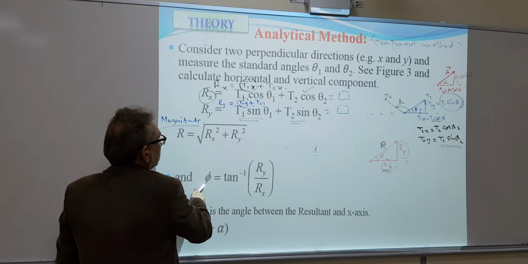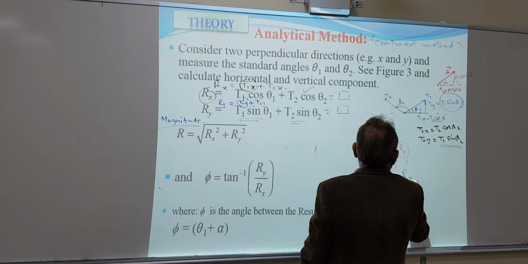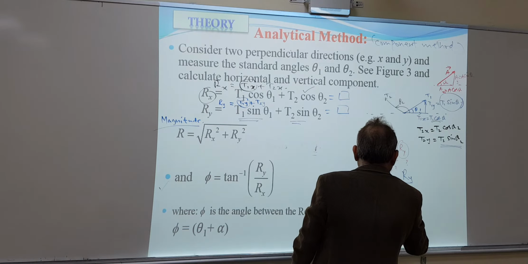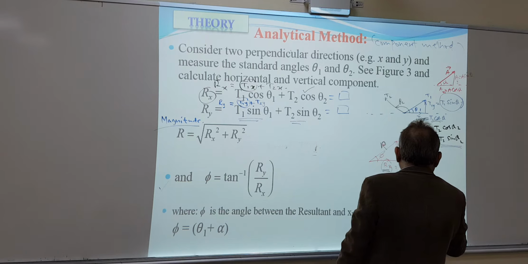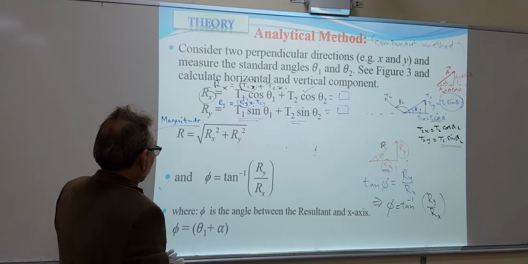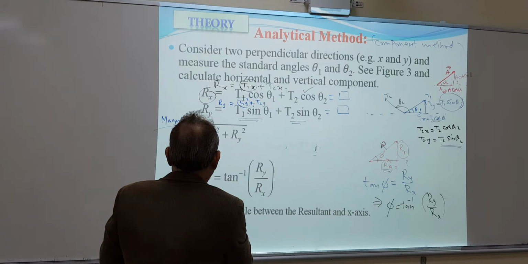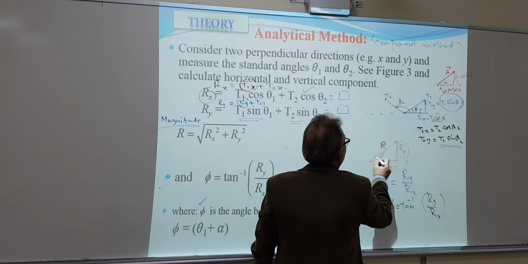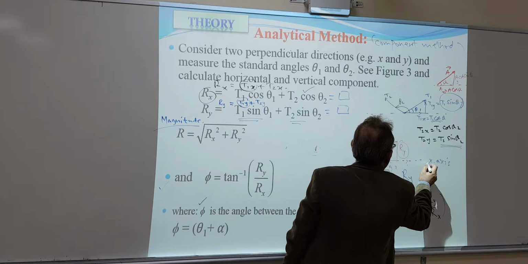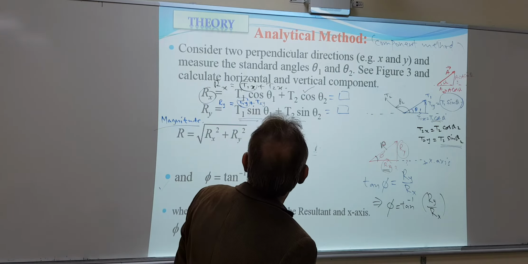And then tan phi, from here you can write, is equal to Ry over Rx, which gives phi is equal to tan inverse of Ry over Rx, right? Okay. And phi is the angle between the resultant and the x-axis. So this is your positive x-axis. Okay, that's it. This is how we use the third method.